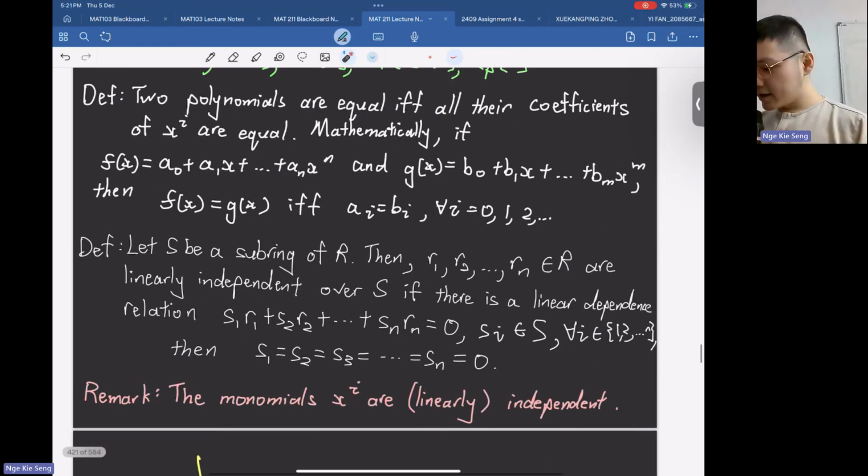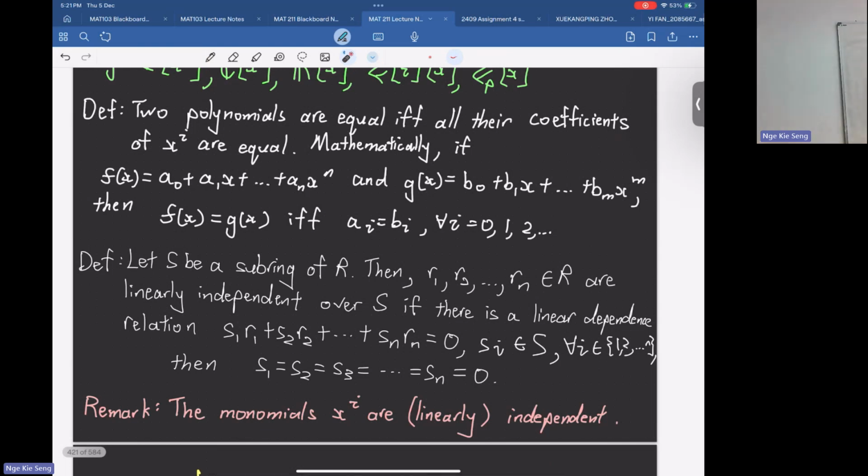Okay, and then linear independence. So this is very much like your linear algebra. If you have a linear dependence relation over R, meaning you can take coefficients in R such that the sum is 0, then independence means only the 0 coefficients will satisfy this. For example, r1 plus r2 equal to 0. Let's say s1, s2 is 1. Meaning r1 is negative 1 times r2. So you can multiply negative 1 to r2 such that you get r1. So there is a dependence there.